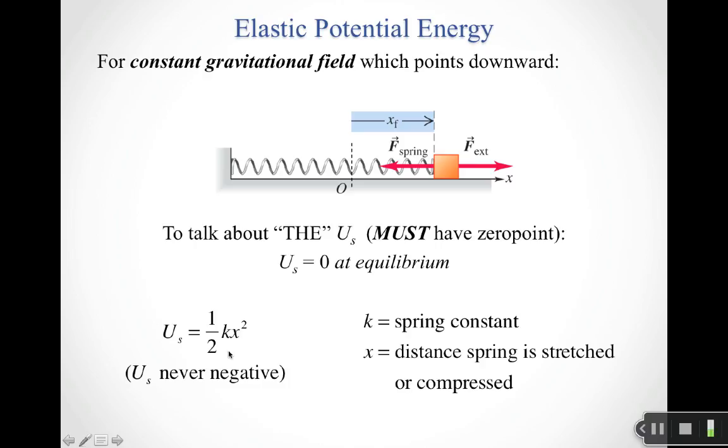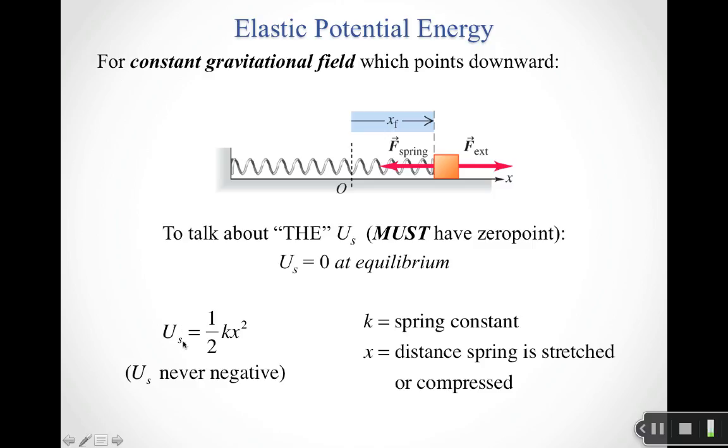So one of the interesting things to note about this equation is the elastic potential energy can never be negative. It can be 0 because you're at equilibrium, and so x is 0. Or it will be positive regardless of whether you're moving to the right or to the left. So it doesn't matter whether you're moving in what would be considered a positive or negative direction, because you're just squaring that distance anyway. So the elastic potential energy is never negative.